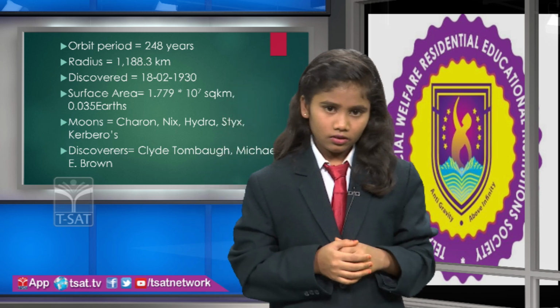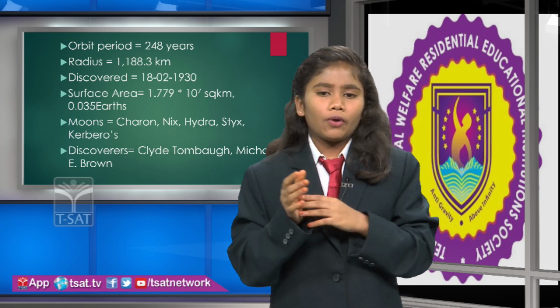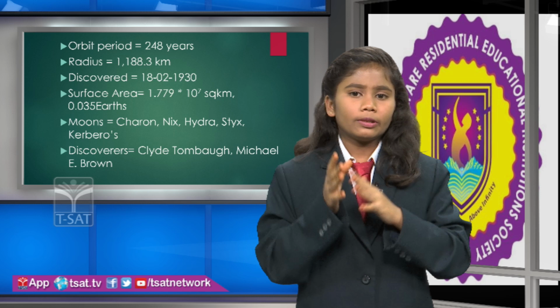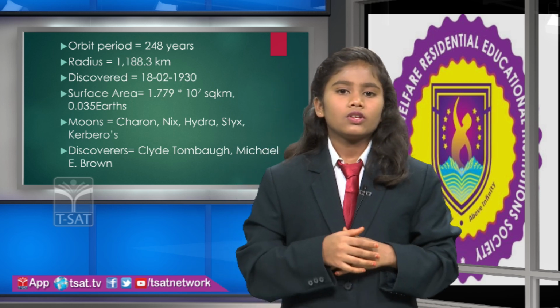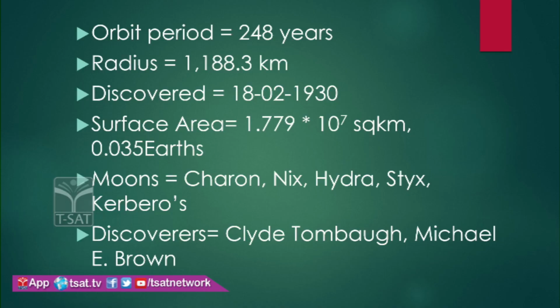Pluto's orbital period is 248 years. Radius is 1188.3 kilometers. It was discovered on February 18th, 1930. Its surface area is 1.779 times 10 to the power of 7 square kilometers, 0.035 Earths. Pluto's moons are Charon, Nix, Hydra, Styx and Kerberos. Pluto was discovered by Clyde Tombaugh, and the moons by Michael E. Brown and others.